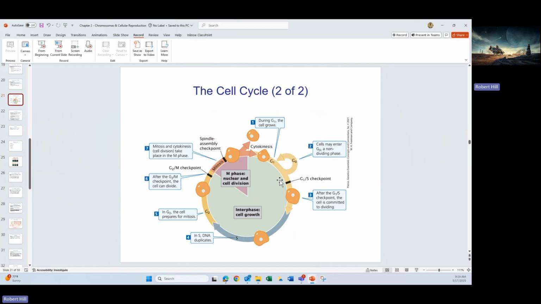All right, so cells enter the G1/S checkpoint, and at that point, they're committed for division.